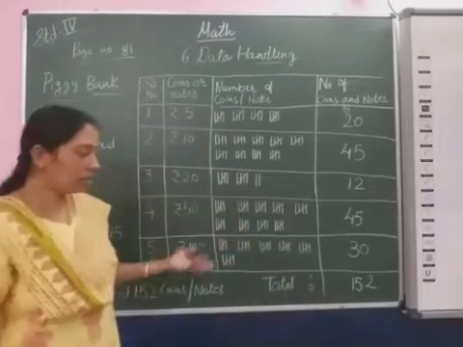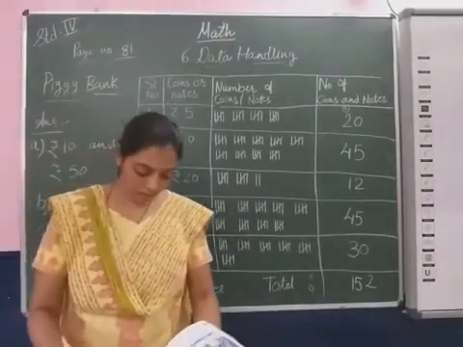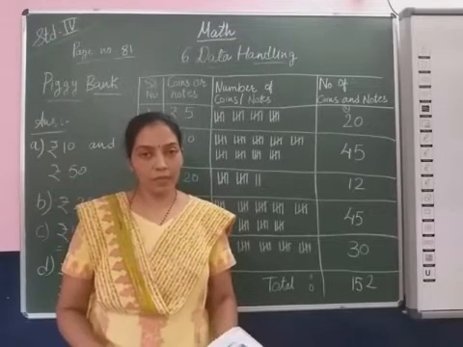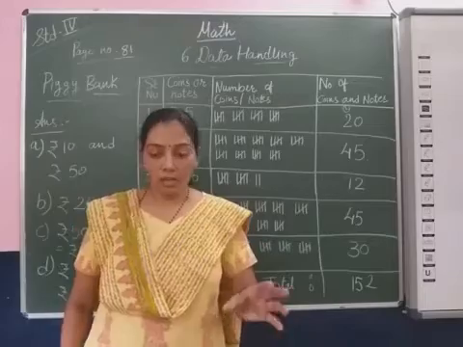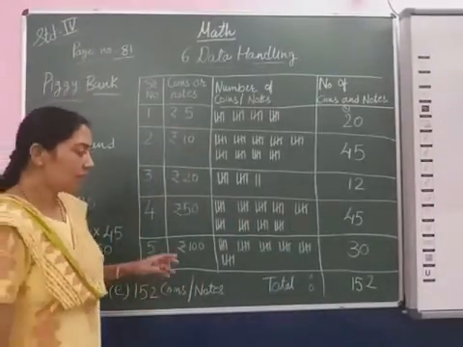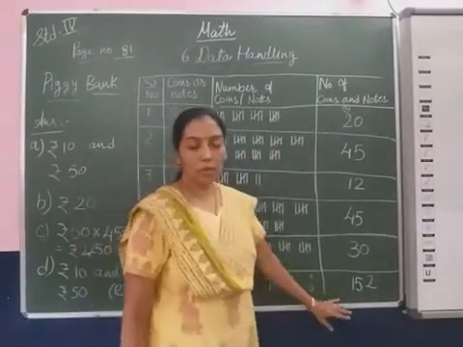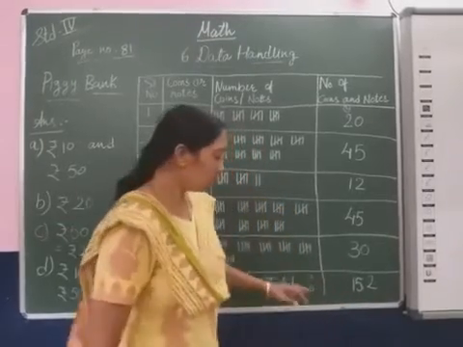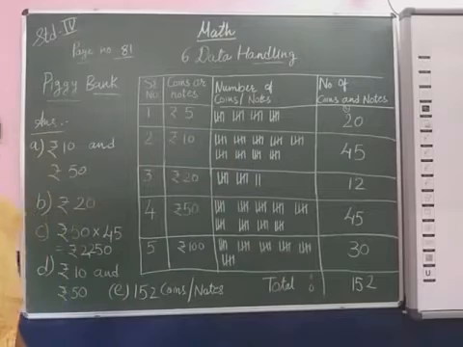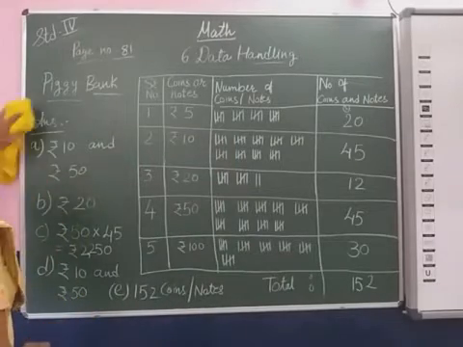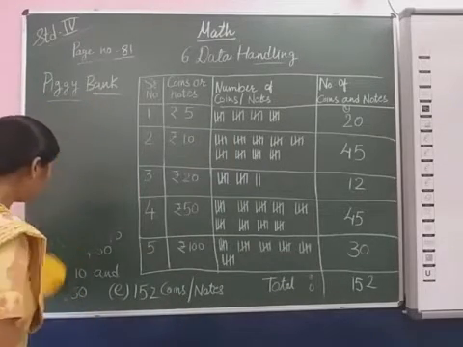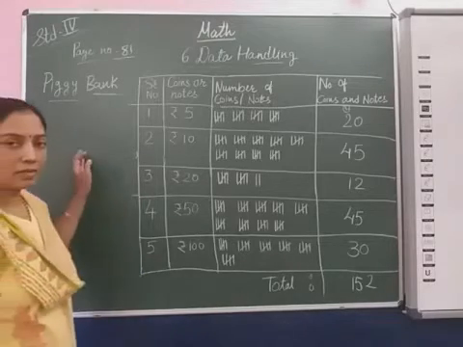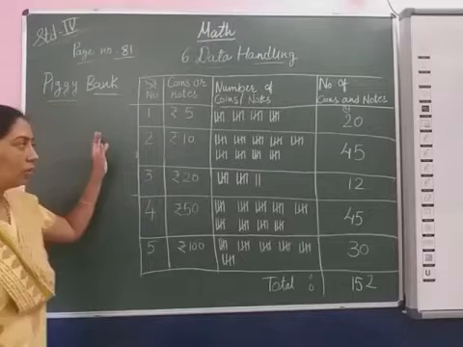Now the next question asks how much money did Akhtar give to his father? How much money? So now here we can say that we have to find out the total amount, whatever he saved in his piggy bank. So 152. So now we are calculating here. Now students, we are counting the actual amount of this.